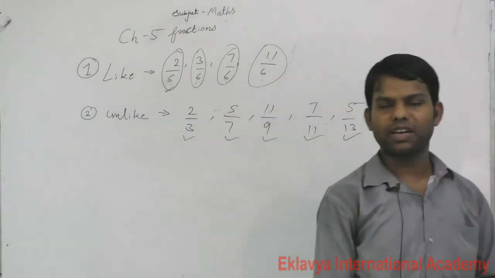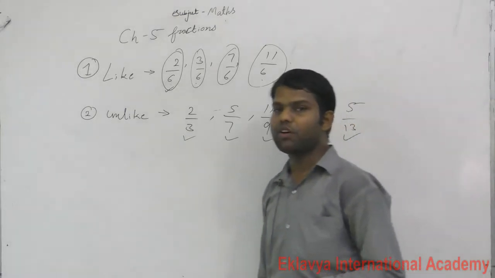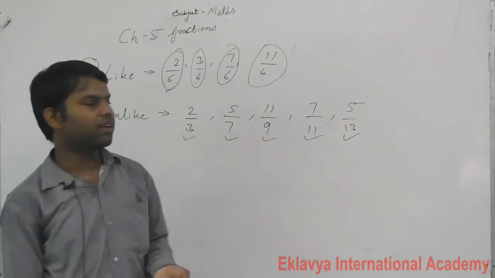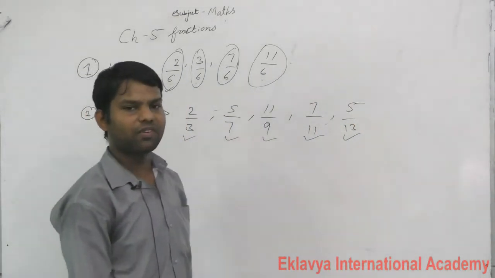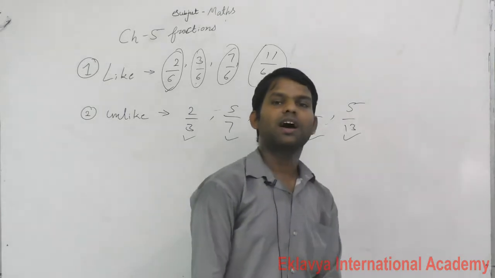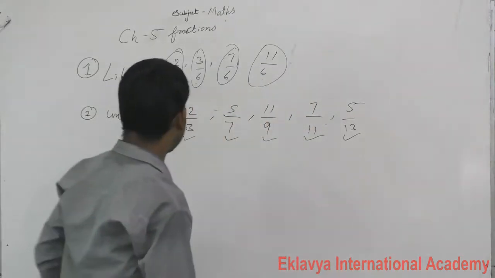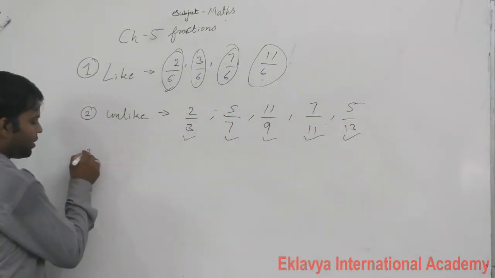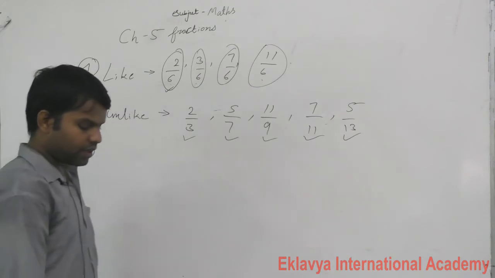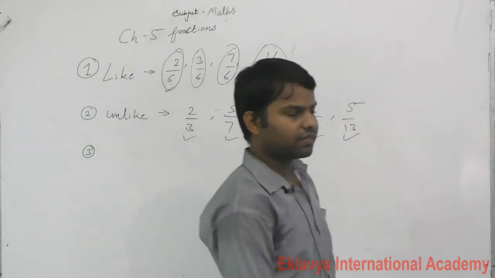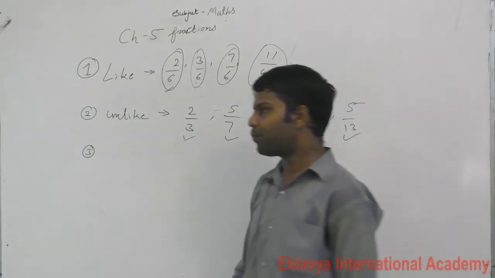What is the definition of unlike fraction? If in the fractions the denominators are different, then it is called unlike fraction. Third type. The next type of fraction is proper fraction.